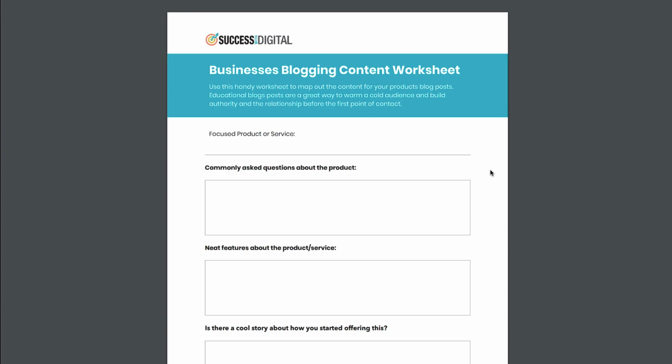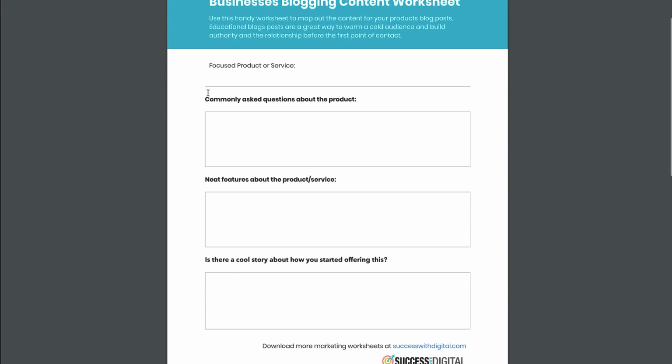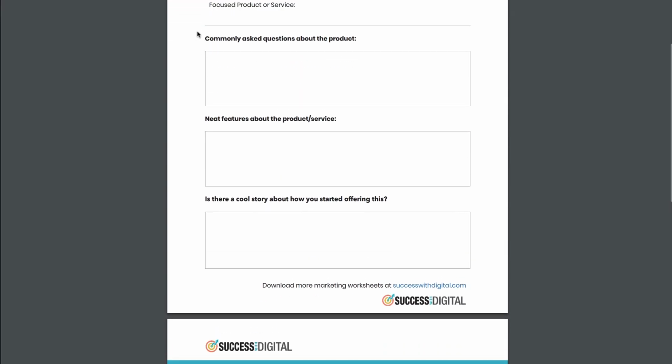So you'll want to use this worksheet to map out the content for your product's blog posts. This is really about generating ideas about potential topics. Educational blog posts are a great way to warm a cold audience and also build authority in the relationship before the first point of contact. So what we do here is we write down what product or service we're focusing on, and then the next thing we'll want to look at is what are the commonly asked questions about the product.